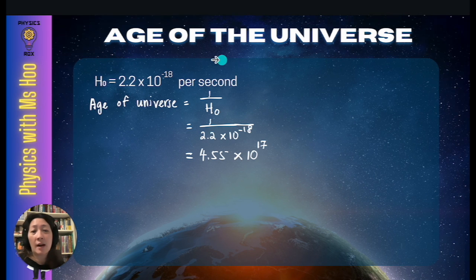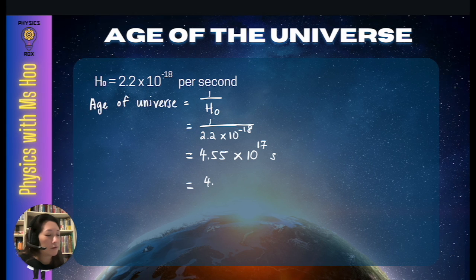So because the Hubble constant unit is per second, this gives us the value in seconds. But usually, we wouldn't be expressing the age of the universe in seconds. It's possible, but difficult to comprehend. We would normally express this in terms of Earth years. So let's convert this time into years. Now, how do we do that?